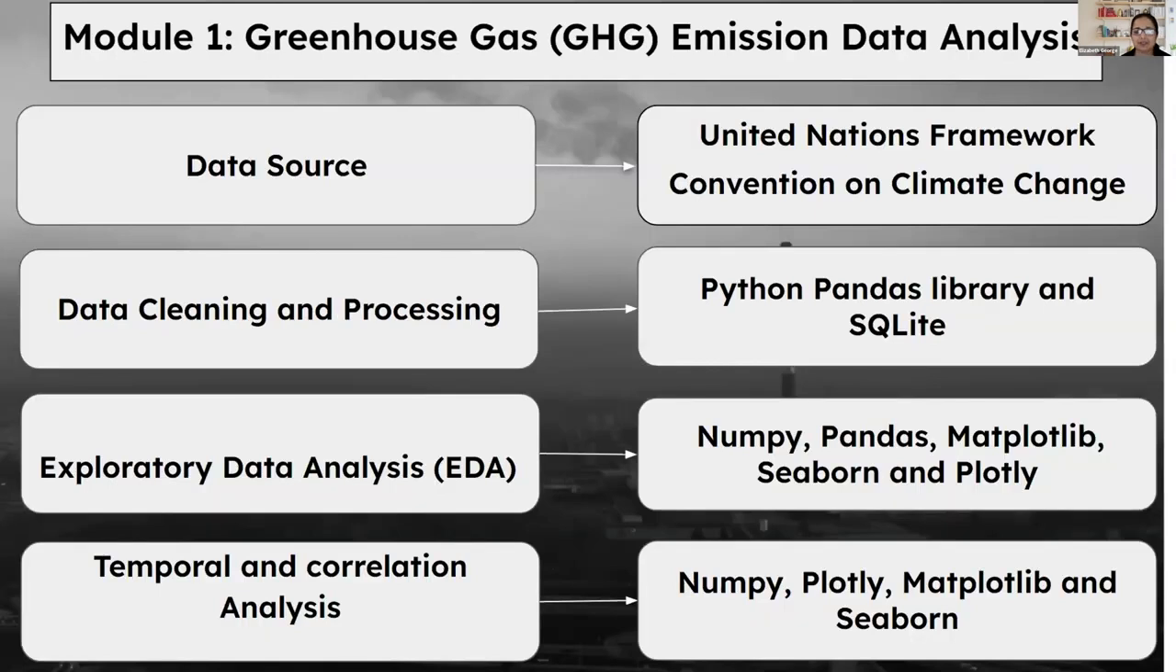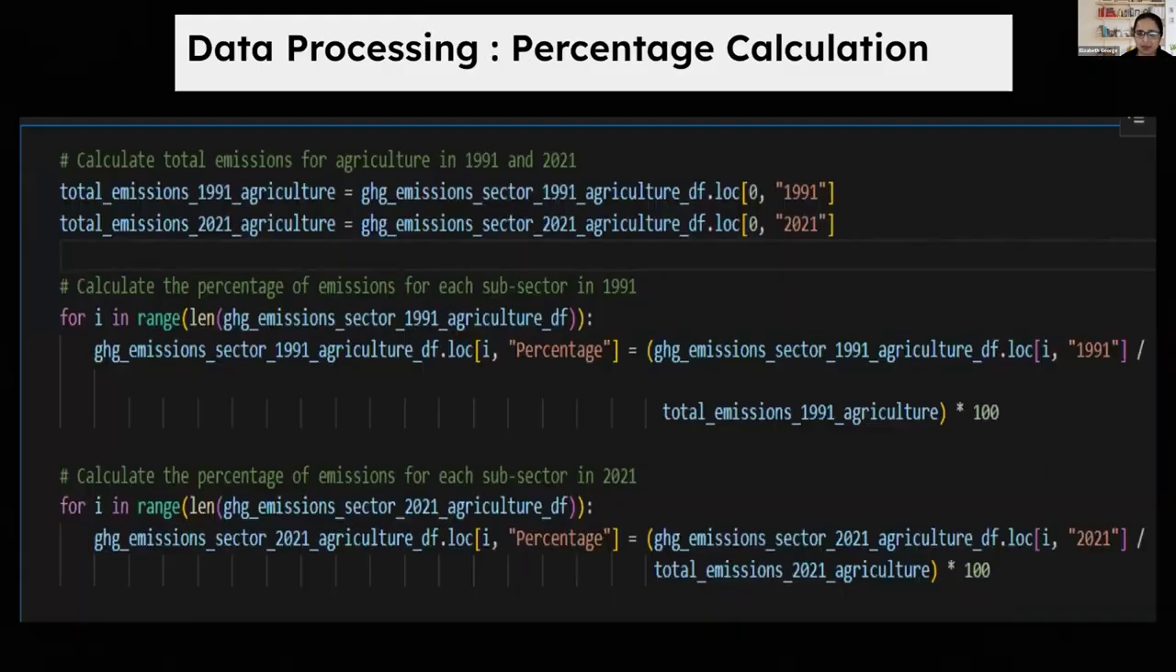The data has been taken from the United Nations Framework Convention on Climate Change website, and I used the read Excel function to read the data from the Excel files and generate the data frames. Additionally, I cleaned and processed the data using Python's Pandas library and SQLite. Furthermore, I utilized NumPy, Pandas, Matplotlib, Seaborn, and Plotly libraries to conduct different data analysis. Given our time constraints, let's examine some coding visualizations.